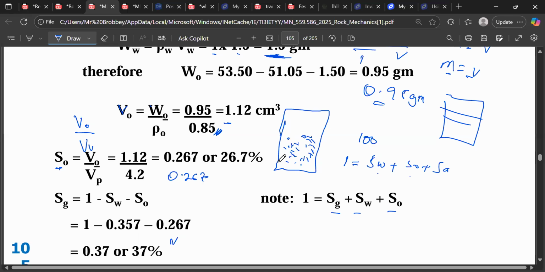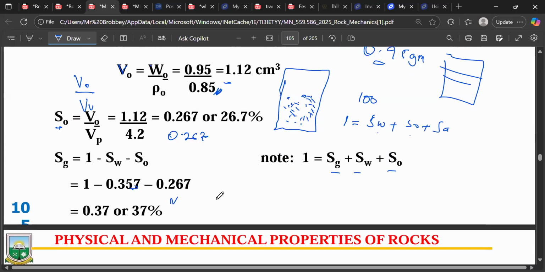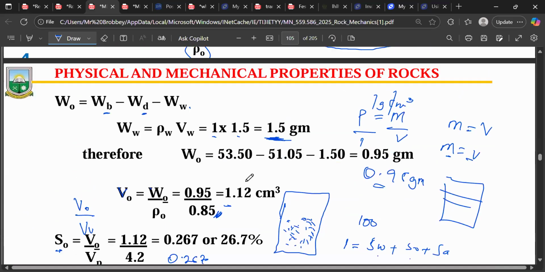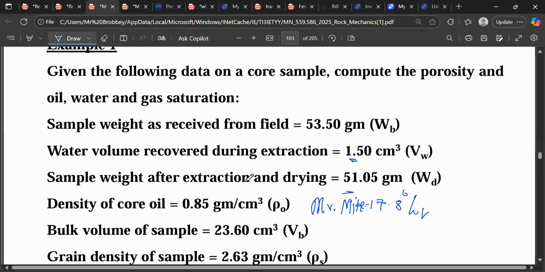35% of it is contained with water, 26.7% is contained with oil, and then 37% just air. All right. So now, with that said and calculated, that is the end of the assignment, right? So we found everything that the question was demanding us to do, right?